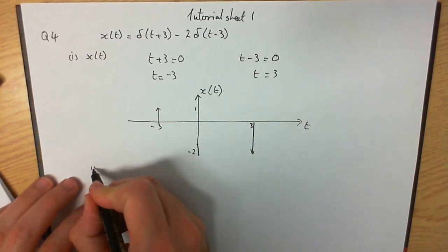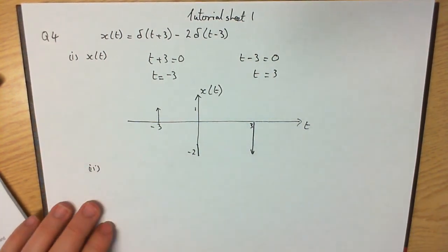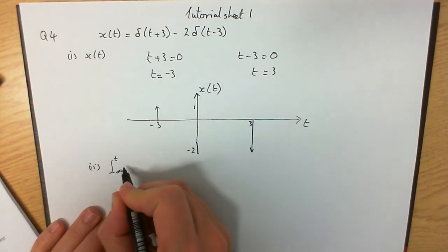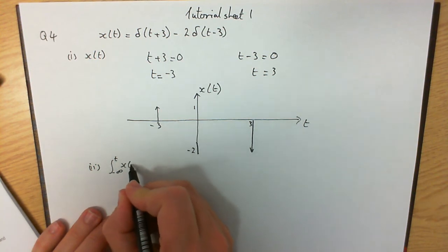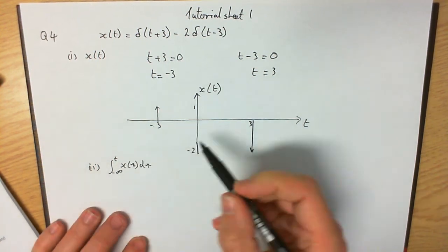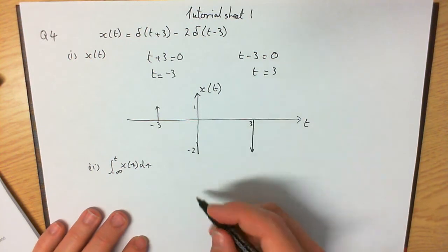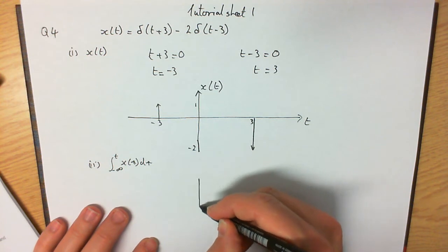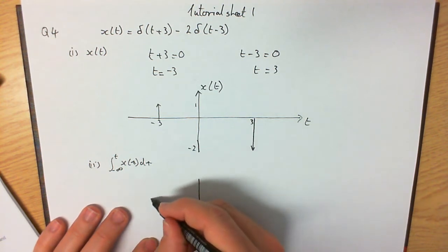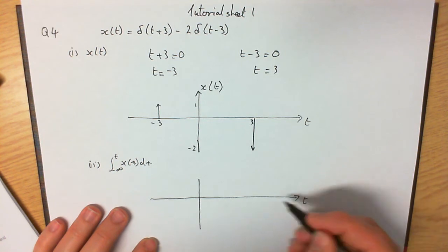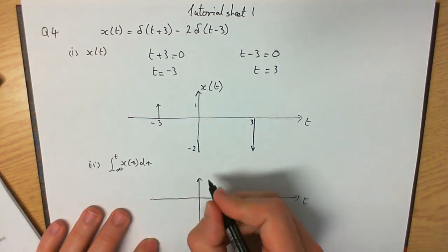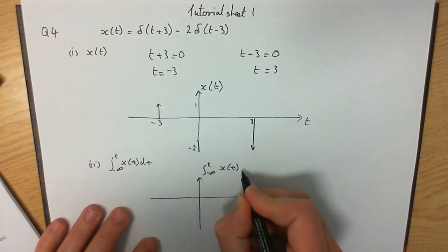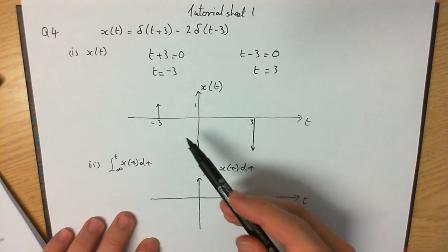Then we need to look at part 2, which is the integral from minus infinity to t of x of tau d tau. So we're integrating this graph. So again, I'm going to draw my graph here. So we're plotting x of tau d tau. So what are we actually going to get?